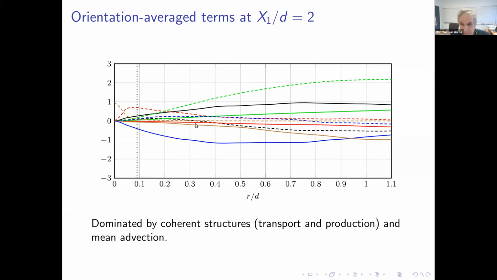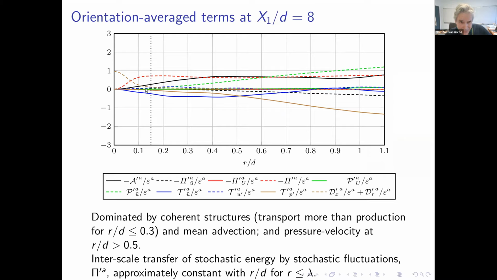This is pressure velocity terms. And here is the interscale transfer, which now is not constant. But now this is the interscale transfer only for the stochastic terms. We have removed the coherent terms. With the coherent terms, it was actually constant for a while, at x1 over d equals 2. At 8, it again becomes constant, but this is now the term for only the stochastic. So this is stochastic energy being cascaded by stochastic velocity fluctuations. And it's actually smaller than what you have if you take into account the coherent ones.